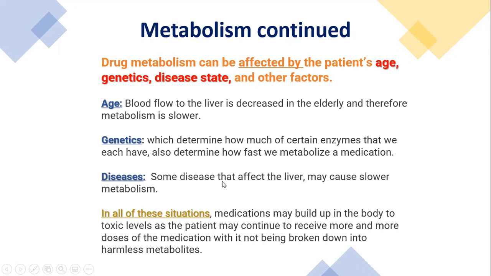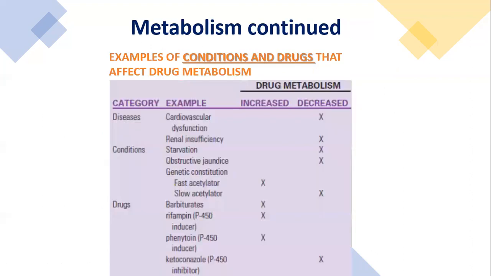Some diseases that affect the liver may slow the metabolism. In all these situations, medication may build up in the body to toxic levels as the patient may continue to receive more and more doses of the medication, with it not being broken down into harmless metabolites.